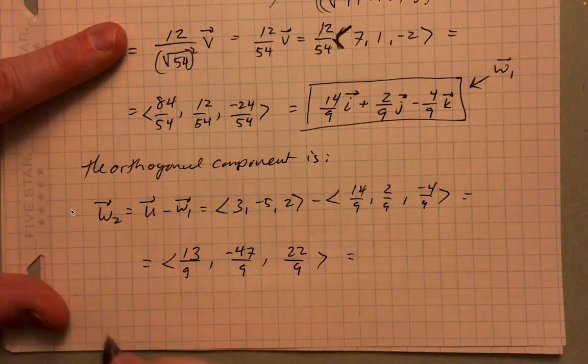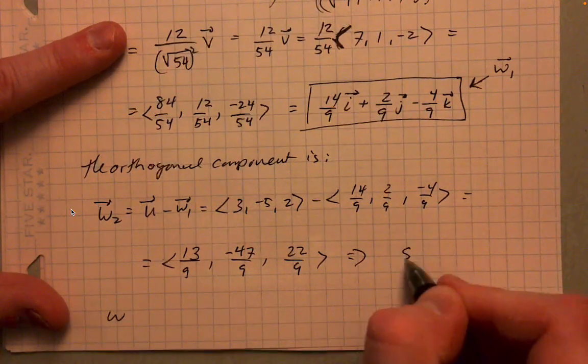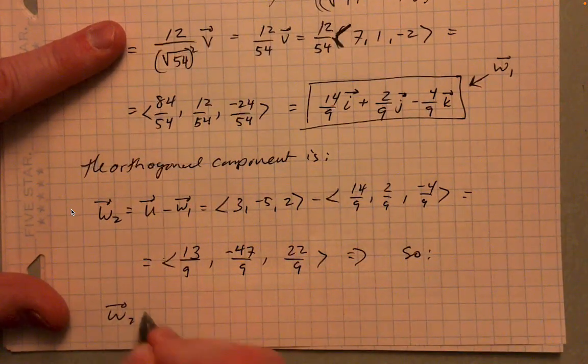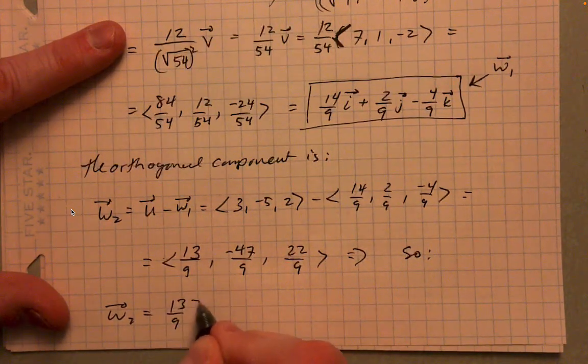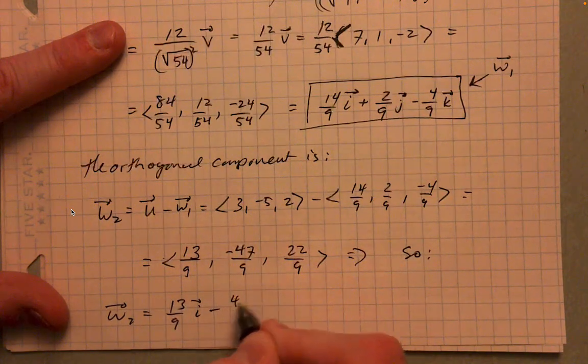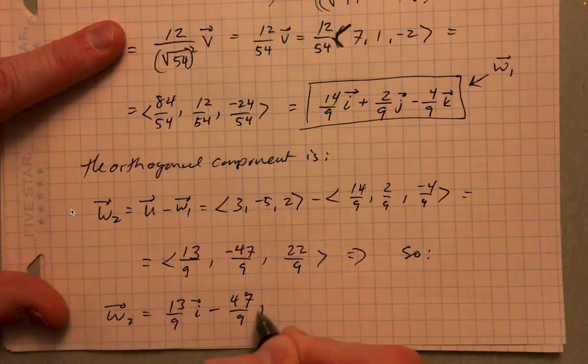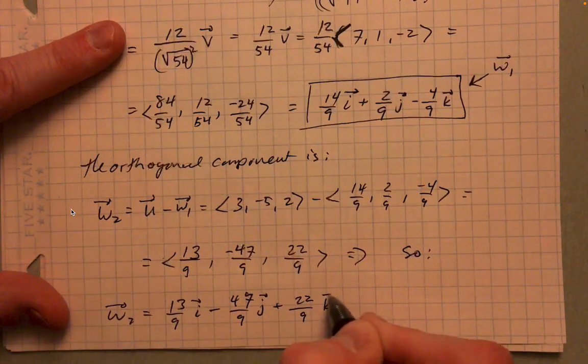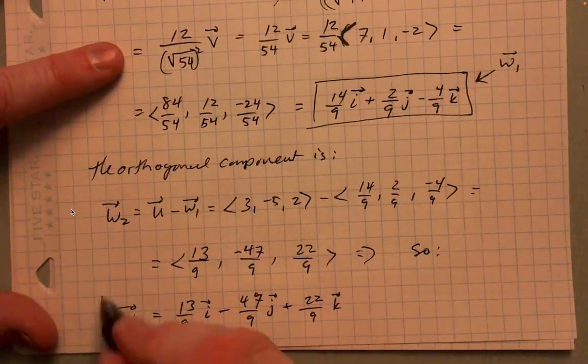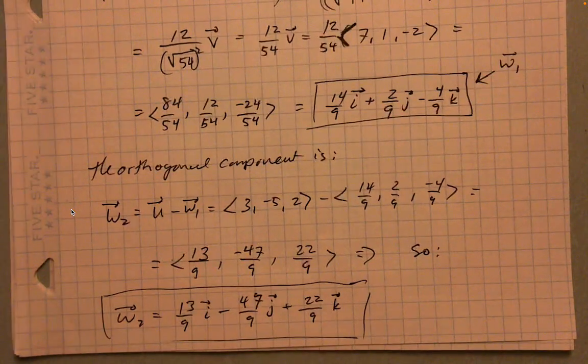And so w2 is equal to 13 over 9 times the i vector minus 47 over 9 times the j vector plus 22 over 9 times the k vector. And so there's your w2. So you've got both pieces. All right, so, very good.